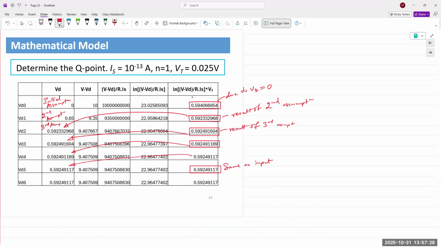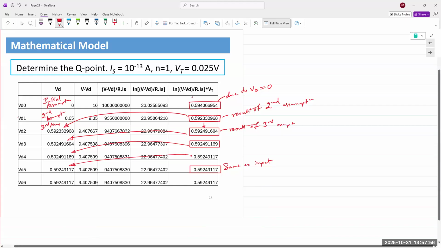0.594 is my result. My assumption is 0, so it doesn't match. That means my answer is incorrect. So now my next step, I'm going to plug in 0.65. So I plugged in 0.65, and I obtained 0.5923, going up to 4 decimal places. Then I take 0.5923 as my answer, plug it back into the second step, and I obtain an answer. Now my answer is 0.5924. It's matching up to 3 decimal places.